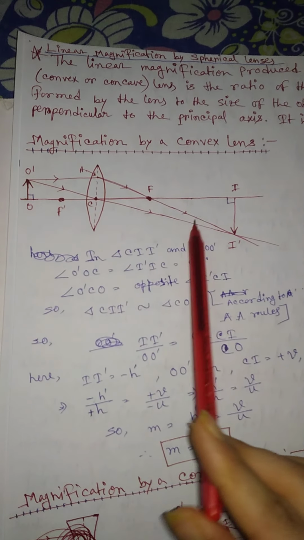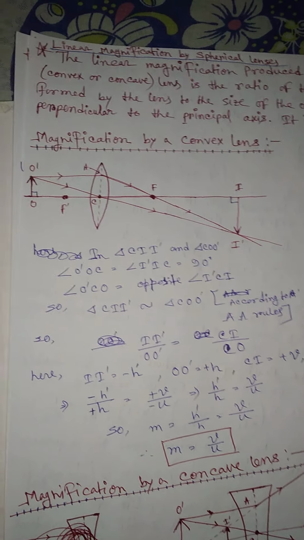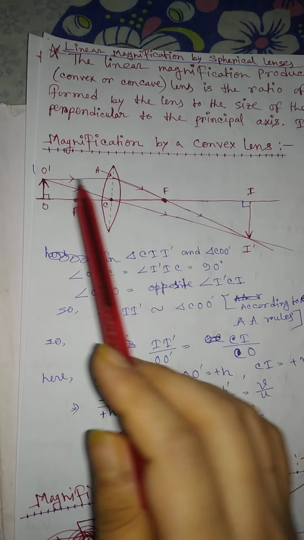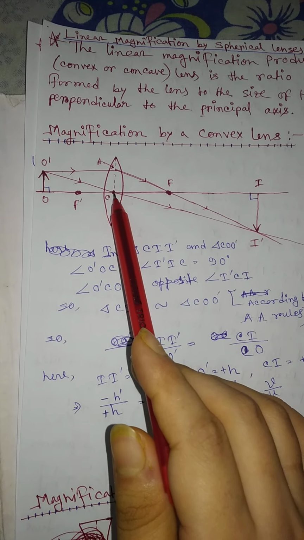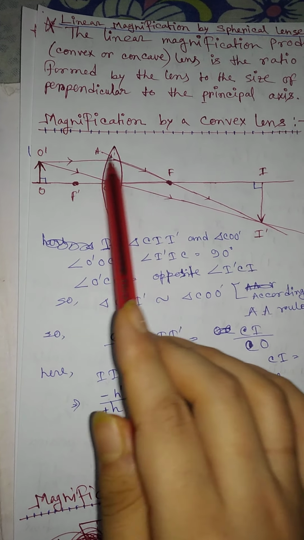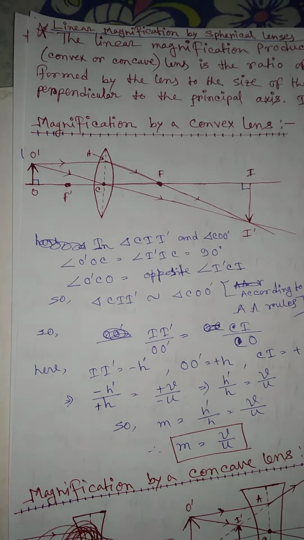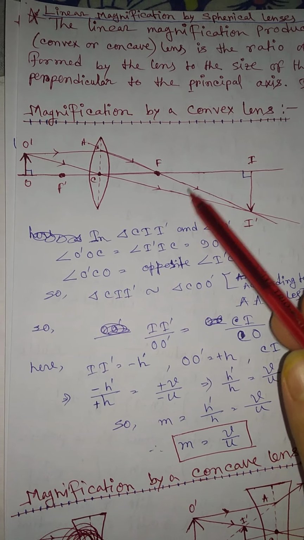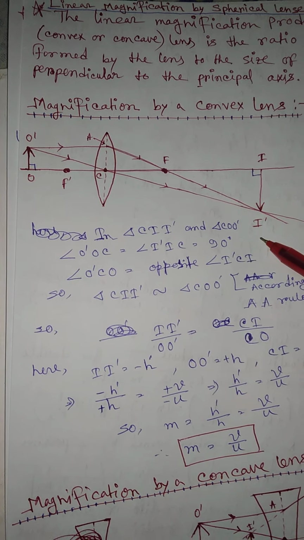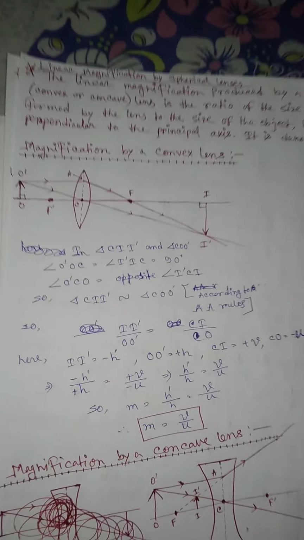First I am going to find the magnification of a convex lens. Here I am taking a convex lens. This is the object, and two rays come from the O dash point: one ray passes through the optical center and another ray is parallel to the principal axis, and after refraction passes through the focus of the lens. These two refracted rays meet at the I dashed point. So I dashed is the real inverted image of the O dashed object.